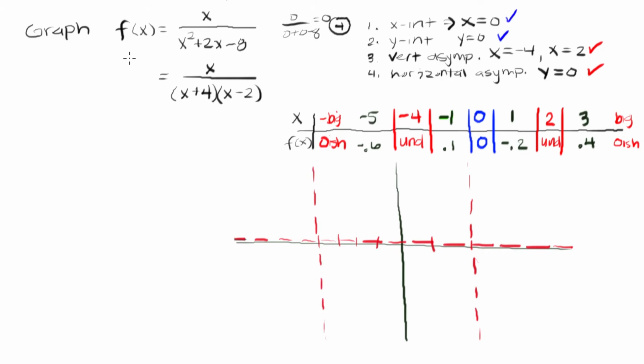After you have your vertical asymptotes, I would graph your x-intercepts and your y-intercepts. Now, since the x-intercept and the y-intercept are exactly the same, it's this guy right here, we're going to plot just that single point. Now, this is where I get a lot of confusion.